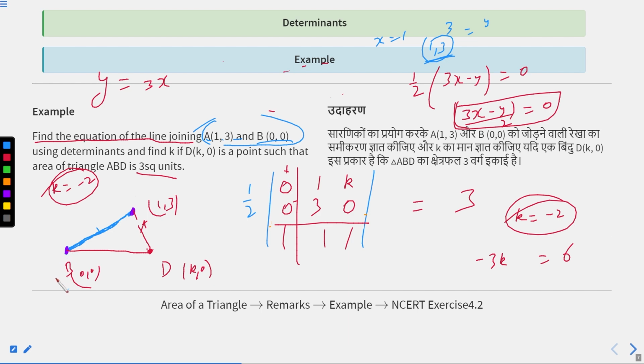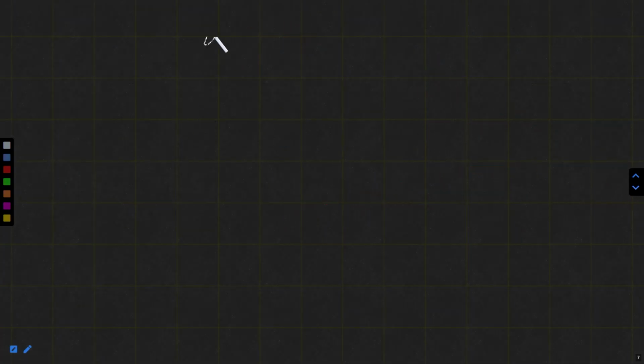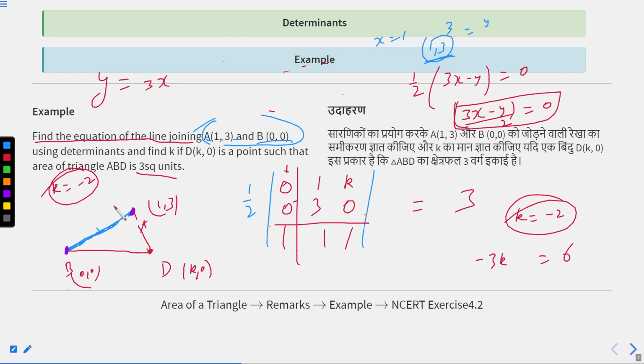Okay, so let me once again verify. You have the points 0 comma 0, 1 comma 3, and now minus 2 comma 0. Yes, you have minus 2 comma 0.